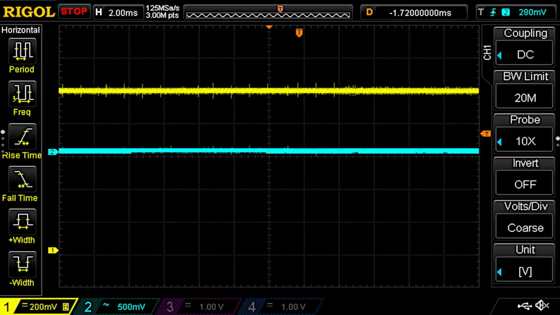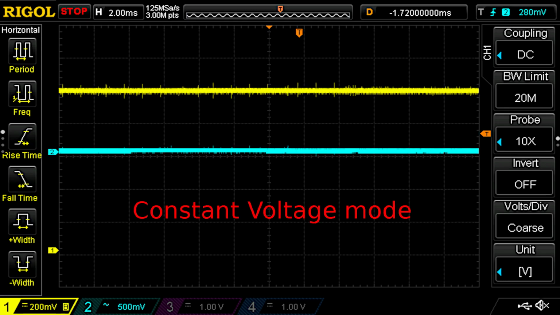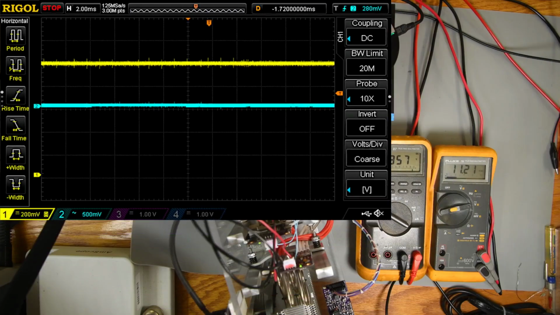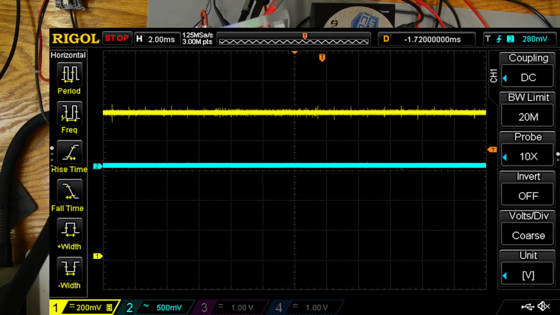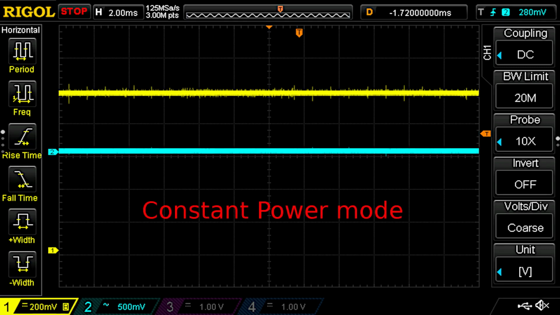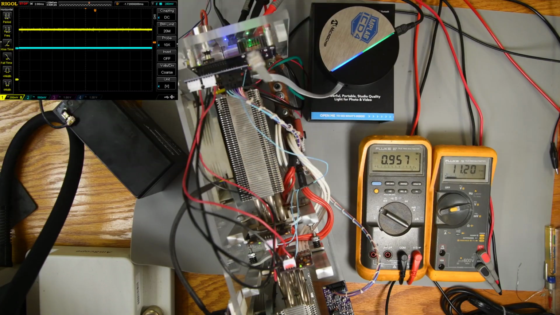The yellow waveform is the current from the lead-acid battery. Blue is the AC voltage on the load terminals. And this is in constant voltage mode, with the voltage set low enough to pull about 10 amps. The yellow current waveform will represent about 1 amp per 100 millivolts. Here's the constant power mode. Had to set it to about 112 watts to get 10 amps flowing, but it looks good. Not oscillating, and that's what I want.